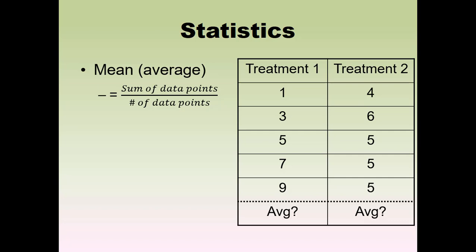And if you think about this, the means are the same, but if you look at those data sets, they are very different from one another. Treatment 1 varies from 1 to 9. There's a large degree of variation. Treatment 2, there is a small degree of variation. And knowing how much variation is present can be very insightful into understanding and properly interpreting the data.